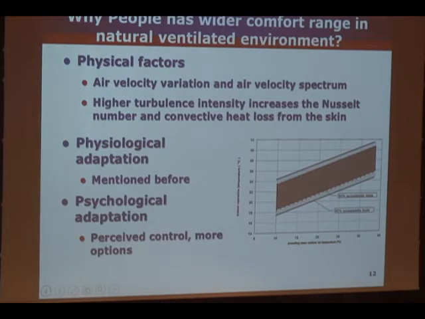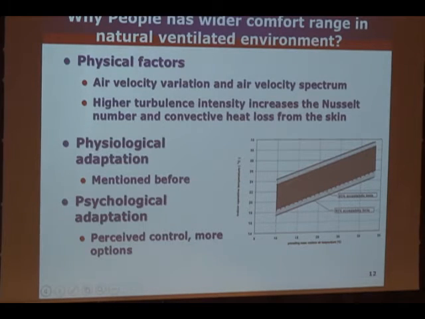The first one is the physical factors. For example, air velocity variation and the air velocity spectrum. That's maybe the most important physical factor. A higher turbulence intensity of the air velocity may increase the Nusselt number and then increase the convection heat loss from people's skin, so it makes people cooler in the warm environment.